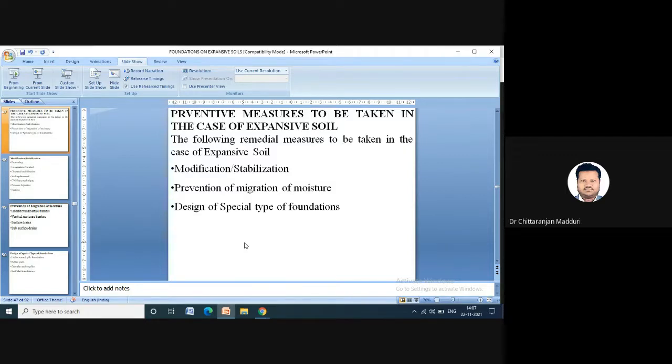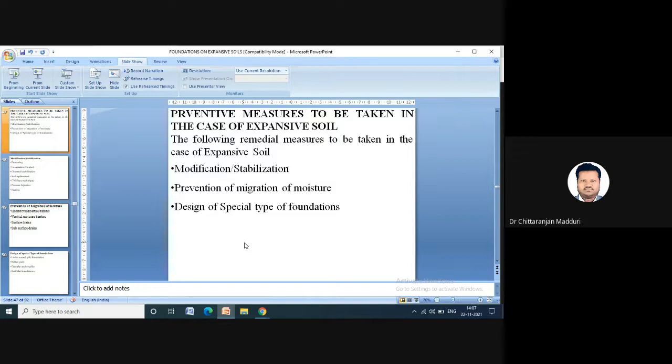When the swelling soil receives water, swelling takes place. When water is dried out, shrinkage takes place. All these things happen when it receives water. That's why we need to prevent water from entering the expansive soil. That is the second method, prevention of migration of moisture.